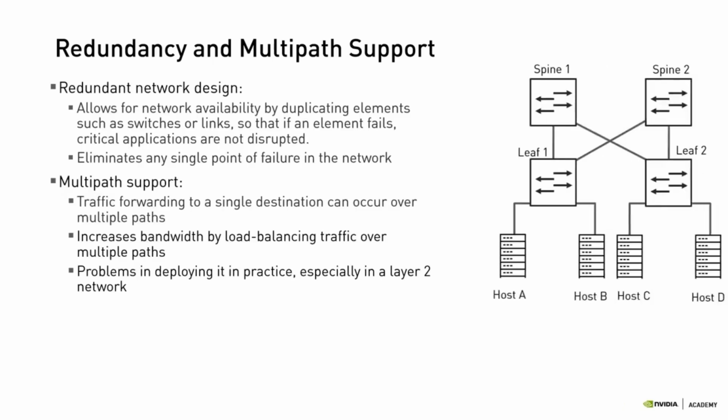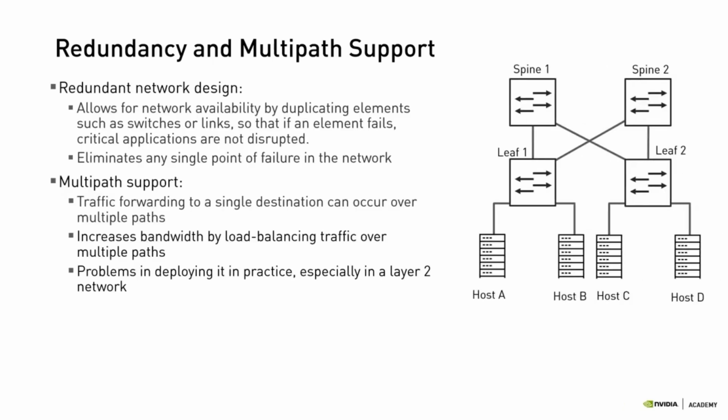Let's focus on redundancy and multipath support. A redundant network design allows for network availability by duplicating elements such as switches or links, so that if an element fails, critical applications are not disrupted. Redundancy attempts to eliminate any single point of failure in the network.